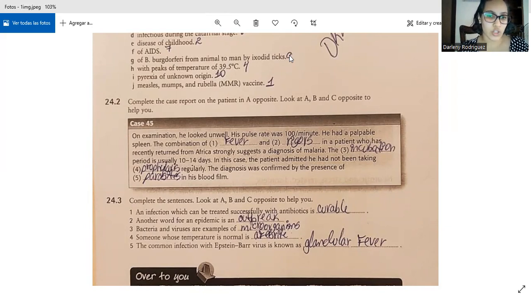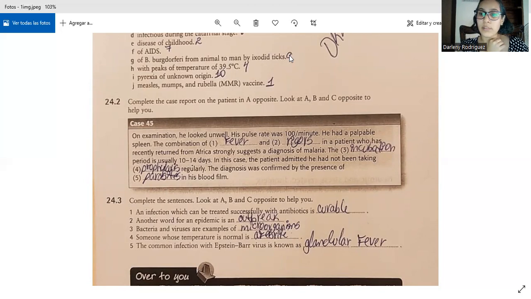The combination of fever and rigors in a patient who has recently returned from Africa strongly suggests a diagnosis of malaria. The incubation period is usually 10 to 14 days. In this case, the patient admitted that he had not been taking prophylaxis regularly. The diagnosis was confirmed by the presence of parasites in his blood film.